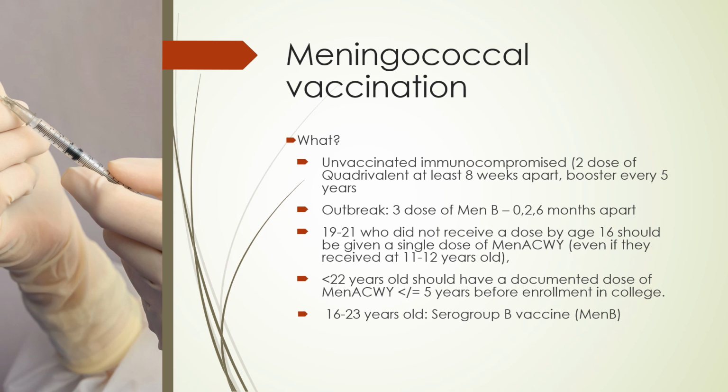Age 19 to 21 who did not receive a dose by age 16 should be given a single dose of the Men-ACWY, even if they received it at age 11 to 12. And then everyone under age 22 should have a documented dose of the meningitis ACWY at least 5 years before enrollment in college. Usually we give that around 16 to 18 years old. And it's also recommended that the 16 to 23-year-olds have a serogroup B vaccine, the MenB vaccine.